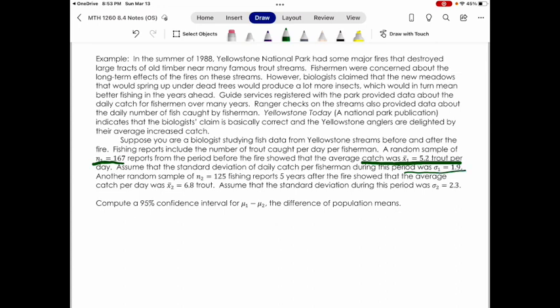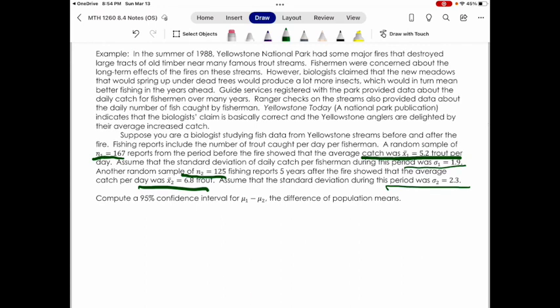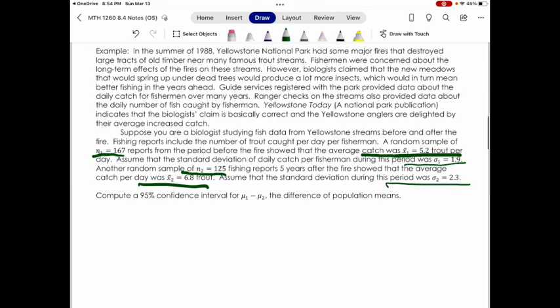And then it goes on to say that they took another sample after the fires, and it gave that information here. And it wants us to construct a 95% confidence interval for the difference of population means so that we can see what's going on with the number of trout.